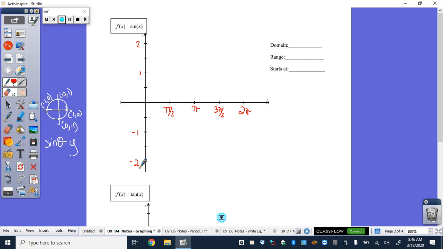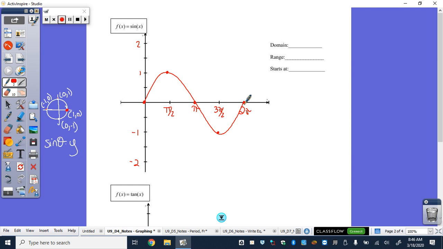So we'll start at 0 on my unit circle over here. 0, sine value is 0. Sine value up at 90 is 1. 180 is at 0. 270 is -1. And then 360 is back to 0.